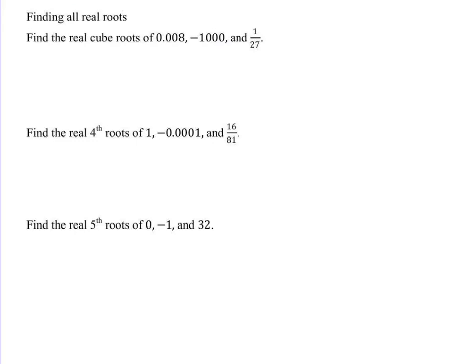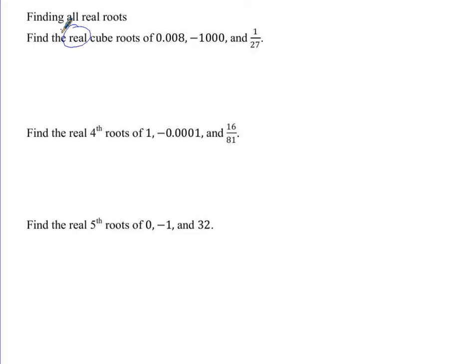Okay, finding all real roots. This says find the real cube roots of these three numbers. Well, since it says specifically to find the real cube roots, all I need to do is figure out one answer. I should have 3 roots total if I take the cube root of something. Like if I take the square root of something, I get 2 roots. The cube root, I get 3 roots. The fourth root, I get 4 roots. All I want is the real cube roots of these numbers. So I'm only going to have one answer.